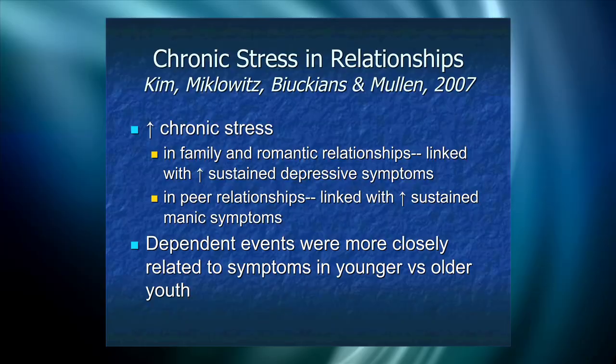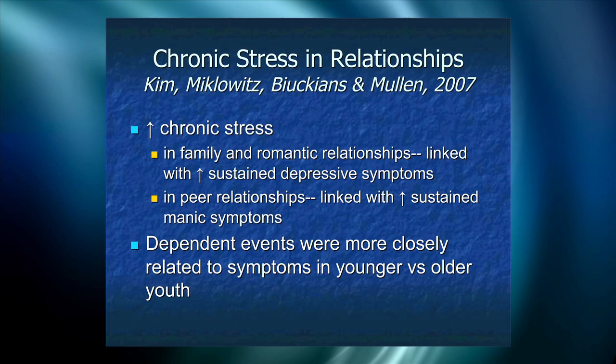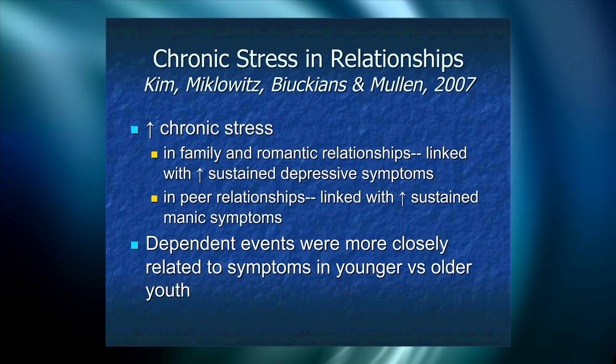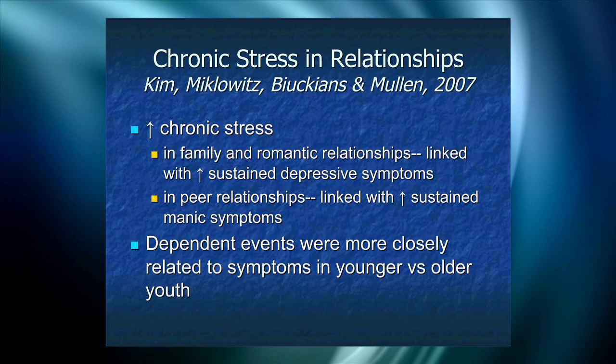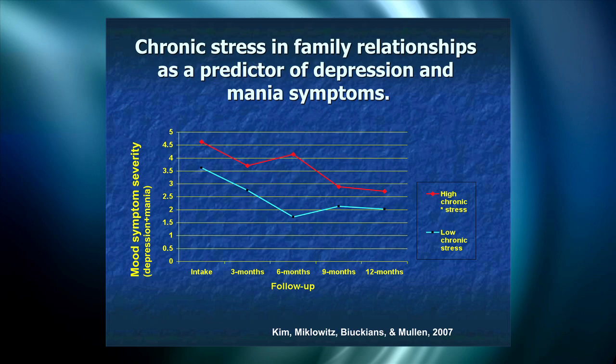And what did they find? Increased chronic stress in family and romantic relationships was linked with increased sustained depressive symptoms. So if you are always having turmoil in your life, you tend to stay more depressed. In peer relationships, this was linked with more sustained manic symptoms. And dependent events were more closely related to symptoms in younger versus older youth. And here you see that in a nice, pretty graph.